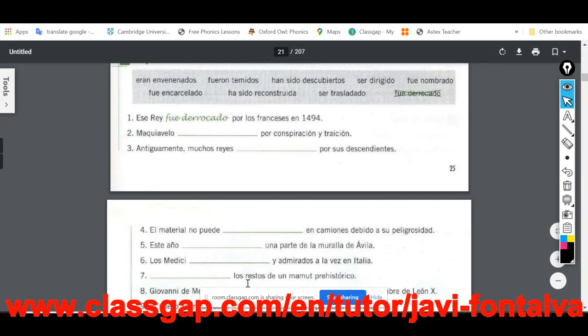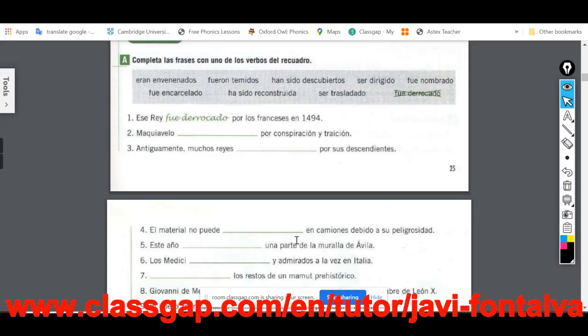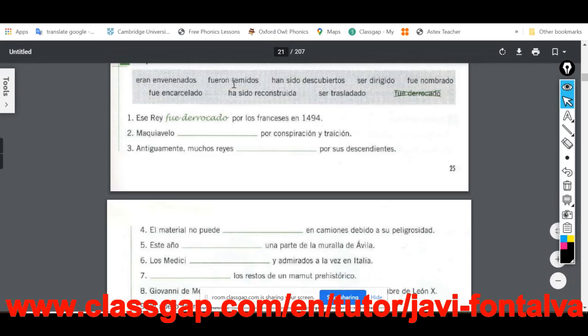So this can be discovered, exactly: han sido descubiertos los restos. It agrees in number as well. The remains of a prehistoric mammoth.